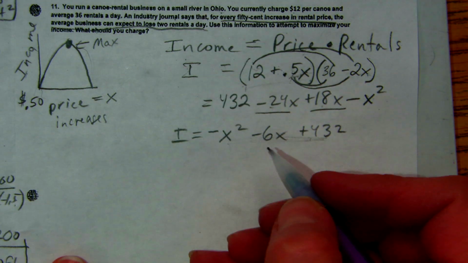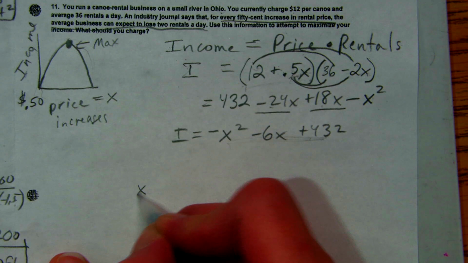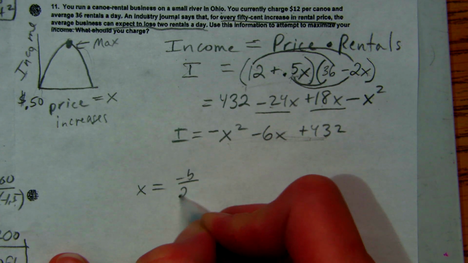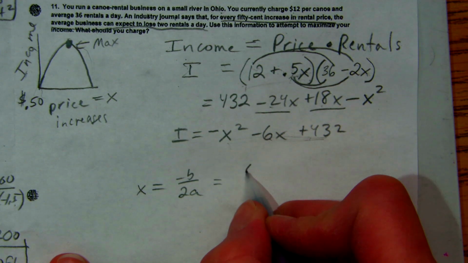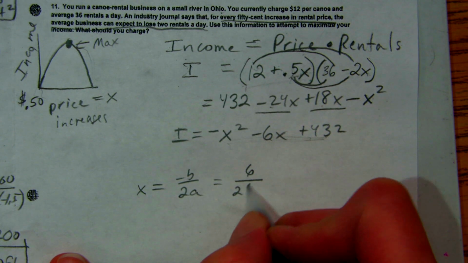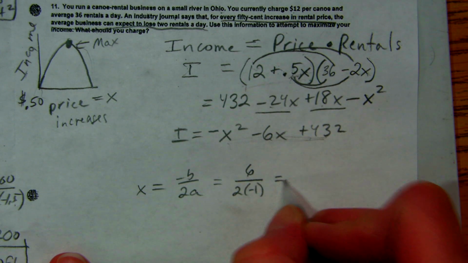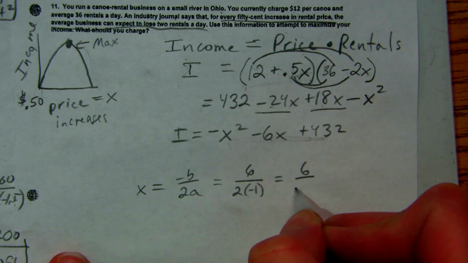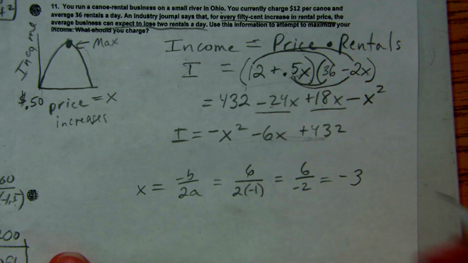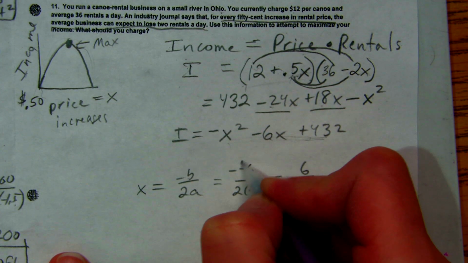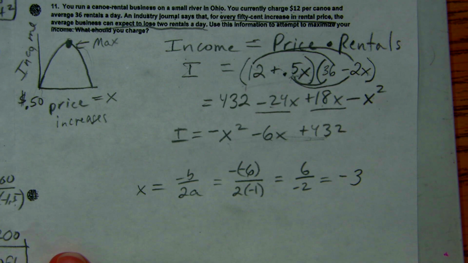Okay, so to find the vertex, the x part is always negative b over 2a. So negative 6 makes this positive 6. And then 2 times negative 1 gives me 6 over negative 2, which is negative 3. I'll put the negative on there, that way you know where the positive 6 came from.